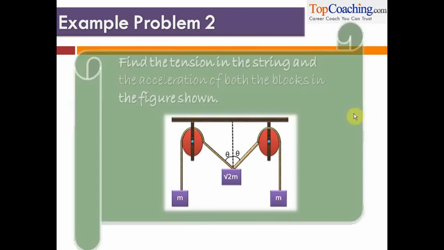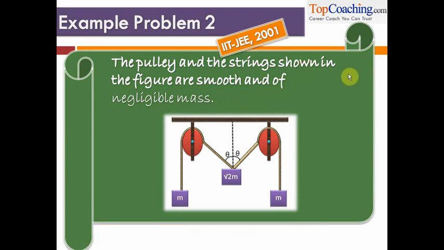Here's yet another example problem. So we are basically given this figure, and we are given that the pulley and the strings shown in the figure are smooth and of negligible mass.